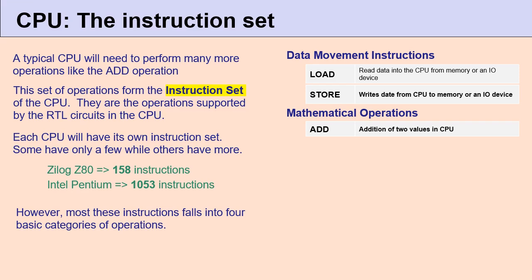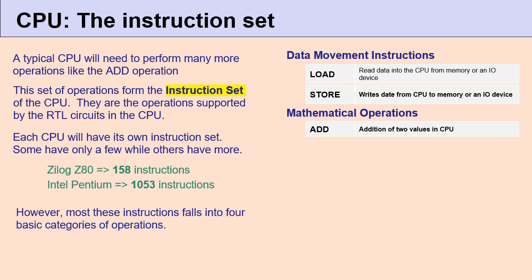Similarly, some CPUs will have multiplication instructions, which allow two numbers to be multiplied. In some CPUs, the multiplication instruction will not be available. In those CPUs, you do multiplication by repeatedly adding again and again.